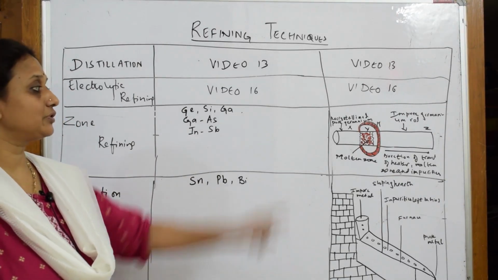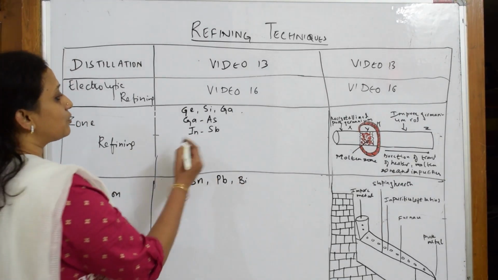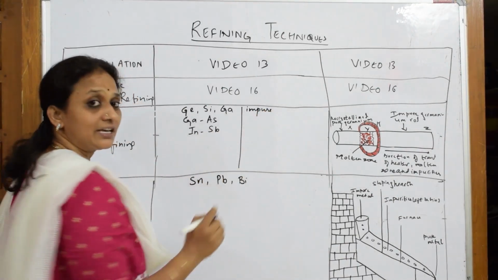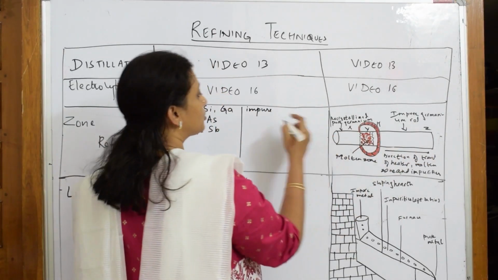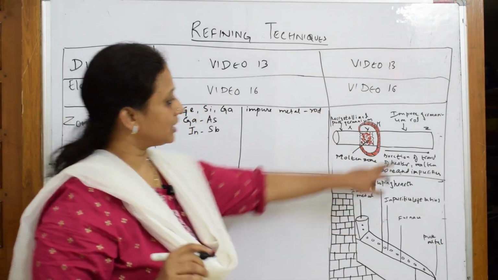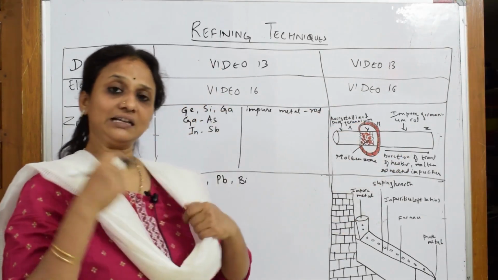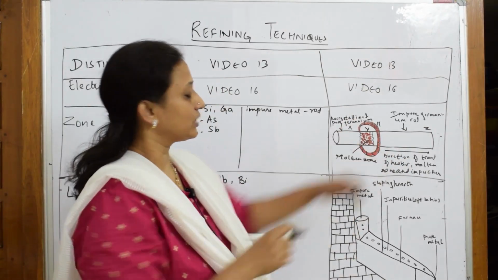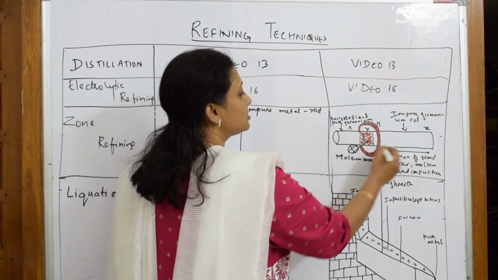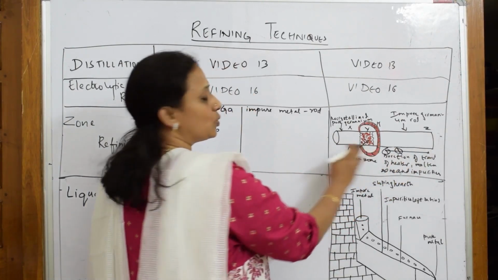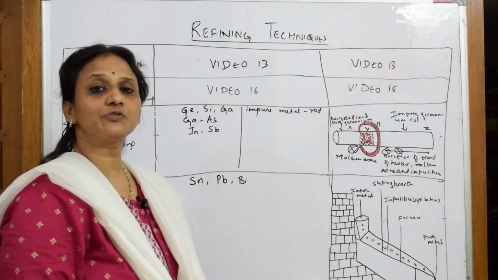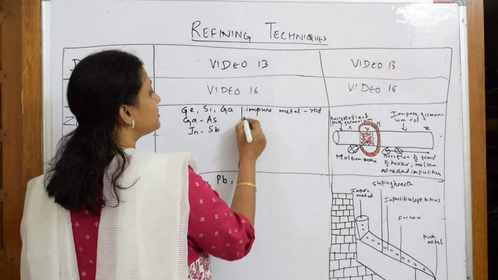So what is the principle which we are going to follow in zone refining? First most important thing is the impure metal, whatever is there, that impure metal is made in the form of a rod. And second important thing, around the rod you have circular heaters, the electrical heaters which keep rotating along this. Below this you have rollers, and this rod keeps rotating over that, and the circular coil keeps on heating the rod. So what principle is followed in this? Basically the principle of solubility.